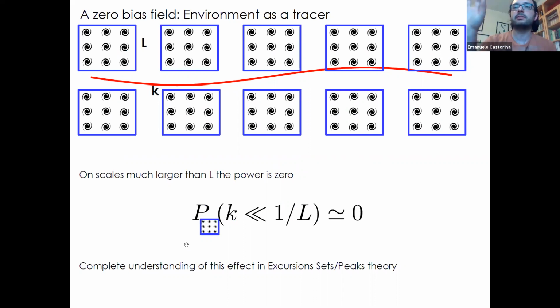We want to take the galaxy field and define all these different regions such that when we compute the power spectrum of these regions on scales much larger than the size of the region, the power spectrum will be 0. And it's interesting to show, I'm not going to go into the details here, but you can actually get rid of all this mumbo jumbo, which I just said, and do the full excursion set sort of peaks theory calculation and show that this would actually be the case.